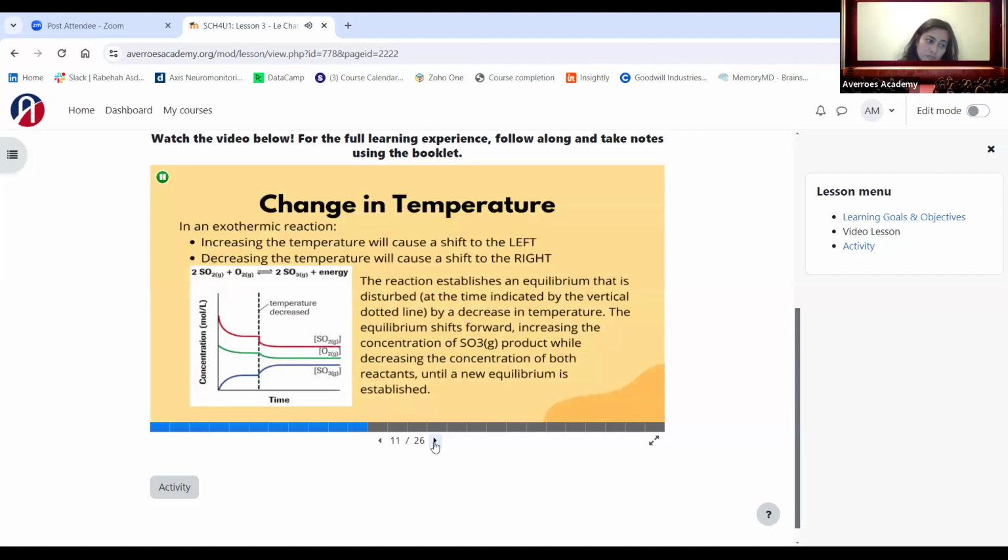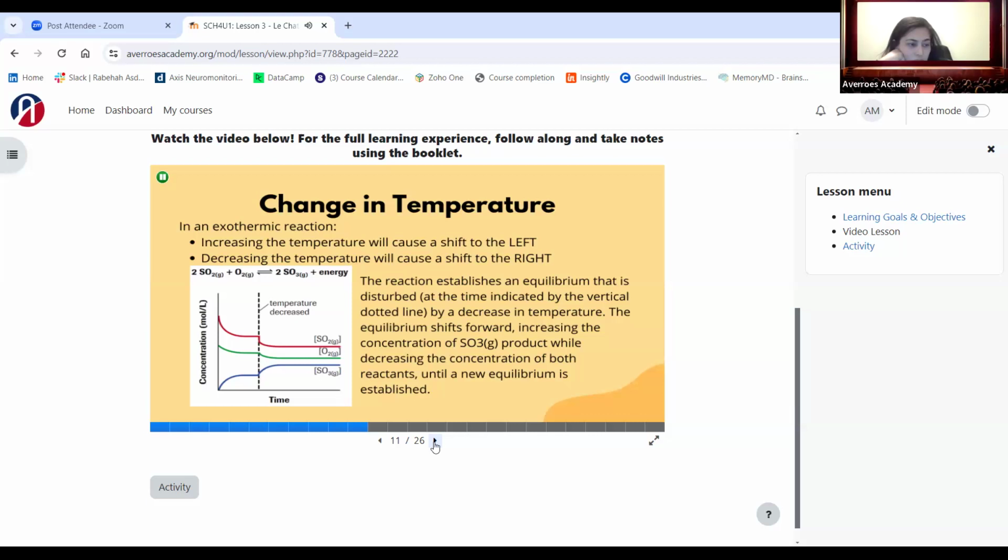And then we have changes in temperature. So the energy in a chemical equilibrium equation can be treated as though it were a reactant or a product. So recall endothermic and exothermic reactions. An exothermic reaction is where energy is released, and an endothermic reaction requires the input of energy. And so energy can be added or removed from a system by just heating or cooling the container. In either situation, the equilibrium will shift to minimize that change in temperature.